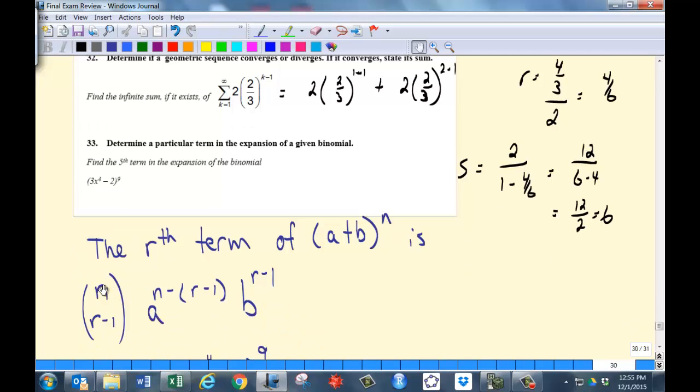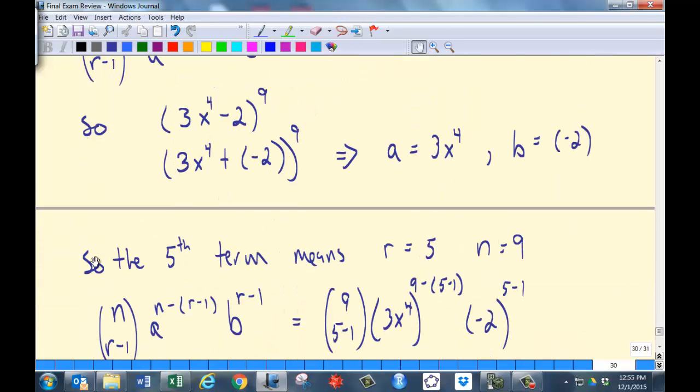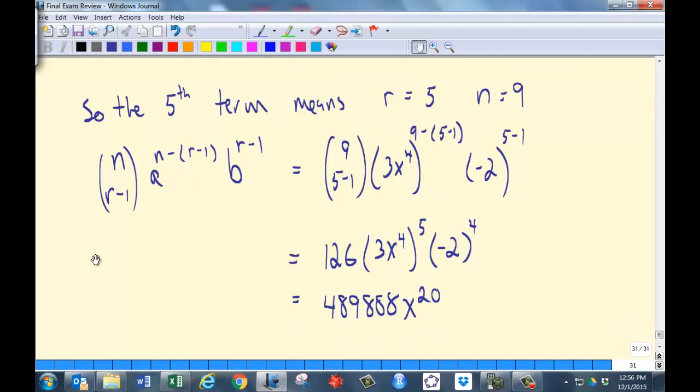And then the last formula here, the last problem, we just want to find the fifth term. So this is the formula for the nth term. N is 9, A is 3x to the fourth, and B is minus 2. So we just plug it in. So we get the fifth term is 5 minus 1, A to this power, and B to this power. Simplify, and we get this right here.